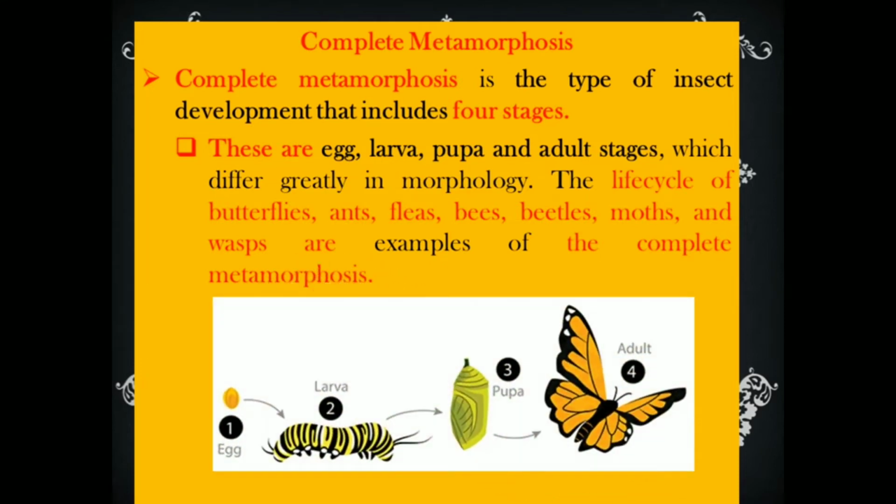So here you can see from the picture that the complete metamorphosis has 4 stages. The first one is egg, and the egg will change into larva, and then the larva will change into pupa, and finally the pupa will develop into adult.